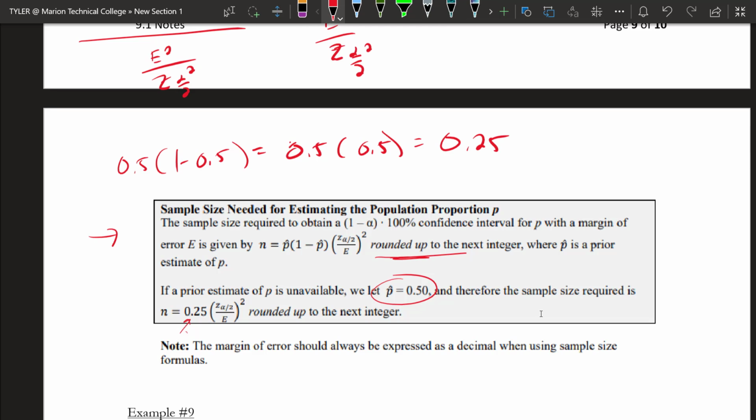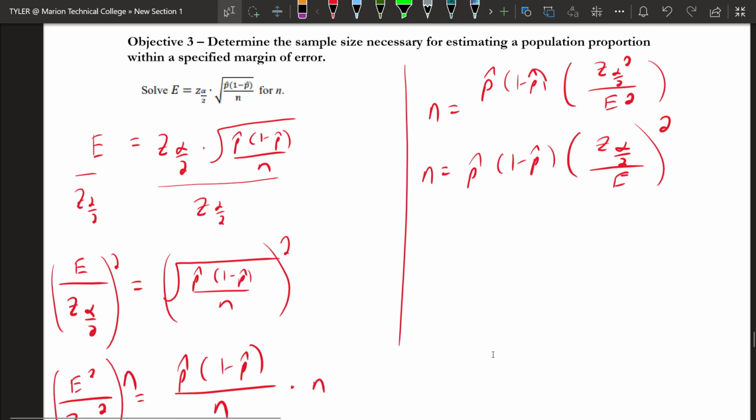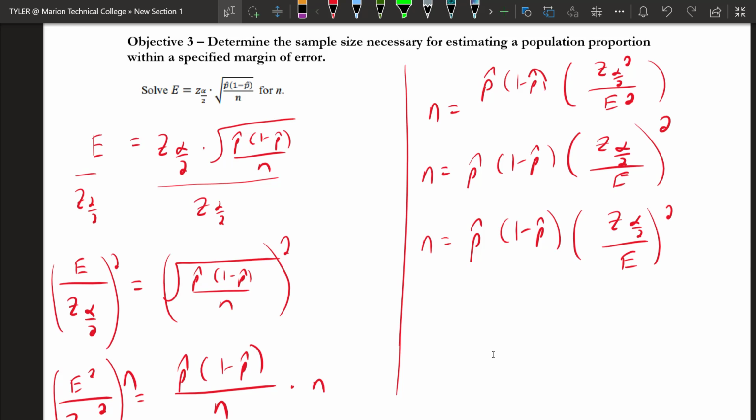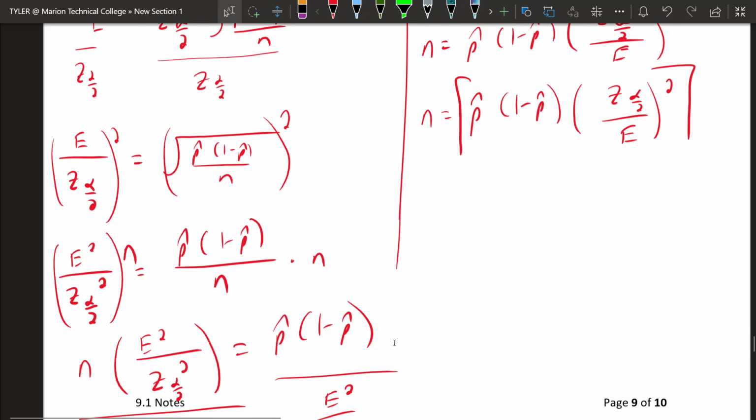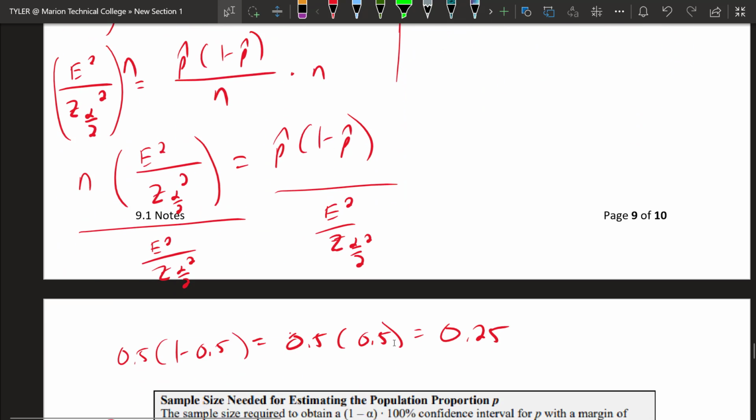Right? So that's why that part just equals 0.25 then, and you're also going to round that up to the next integer. So remember, we talked about the idea of a ceiling, right? A ceiling rounds up to the next integer. And don't forget also that rounding up, the ceiling, is different than just rounding in general, right? So if you need to revisit that, please do. So that's what we get.